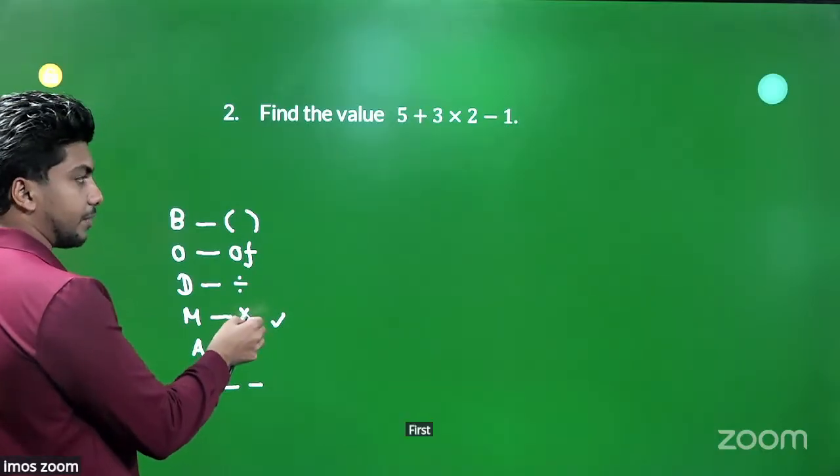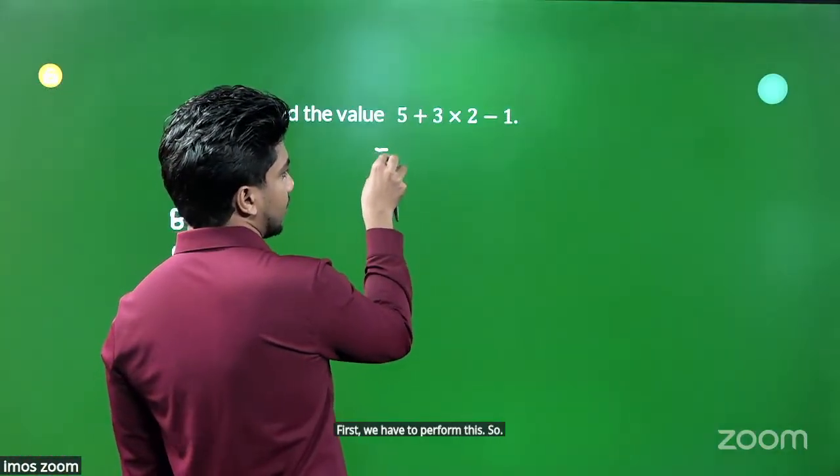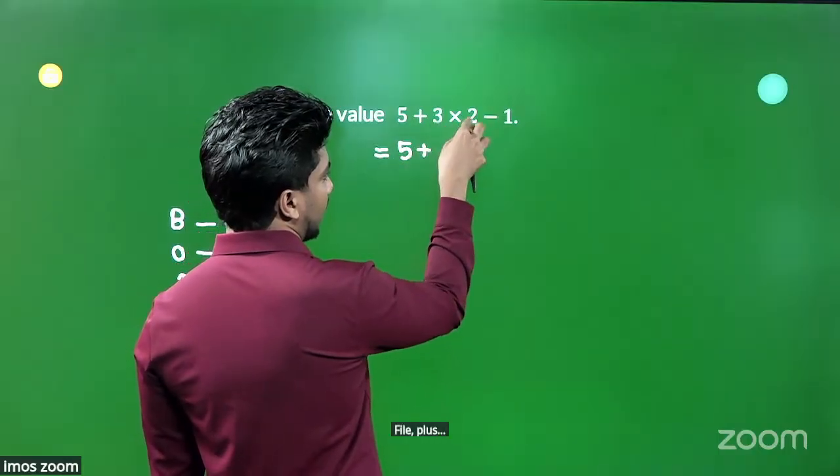First, we have to perform this. So the answer is 5 plus 3 into 2, 6. 6 minus 1.